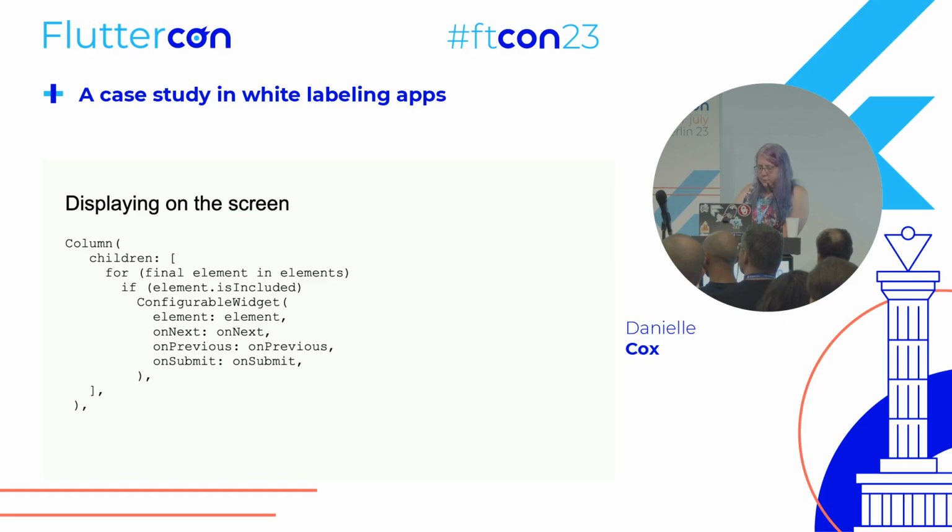These on next, on previous, and on submits are all related to navigation and routing. So it knows what buttons to put in there. Like, do I have a next and a previous? If it's the first element, I don't have a previous. If it's the last element, it's going to be submit, things like that. So these are methods that are created as part of our routing system to know what to do. And once again, our elements should be agnostic of where they exist in the whole tree.